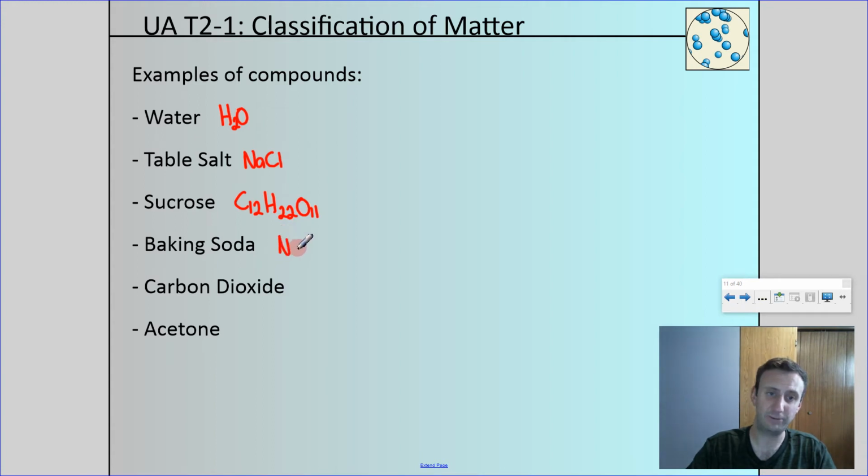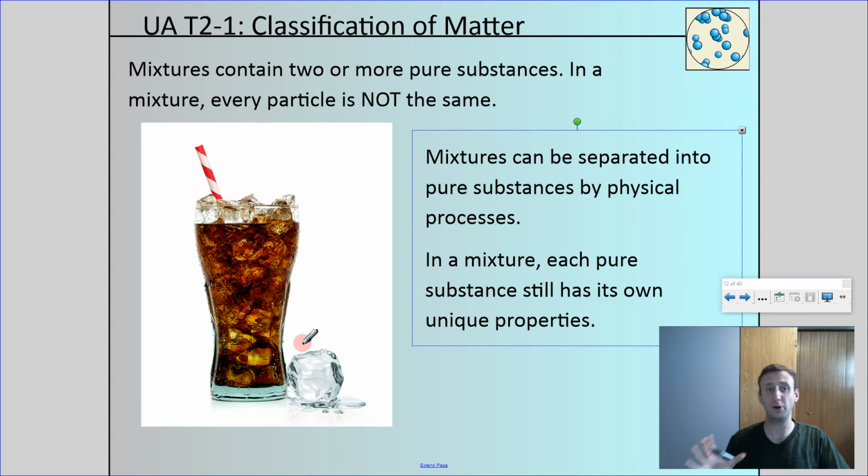Baking soda is a compound. That's sodium hydrogen carbonate, so that's 4 different elements bonded together to make that compound. Carbon dioxide that you're breathing out of your mouth is CO2. And then acetone, for example, is C3H6O. So these are all examples of compounds where more than one element is bonded together to make particles that are all the same. Now, I wrote those formulas out. You don't even understand how formulas work at this point. That's okay. I just want you to realize that I have more than one element bonded together to make all the particles the same.